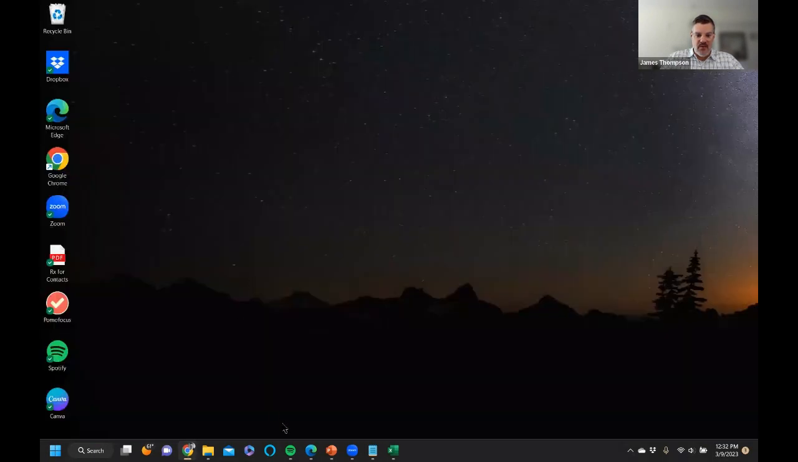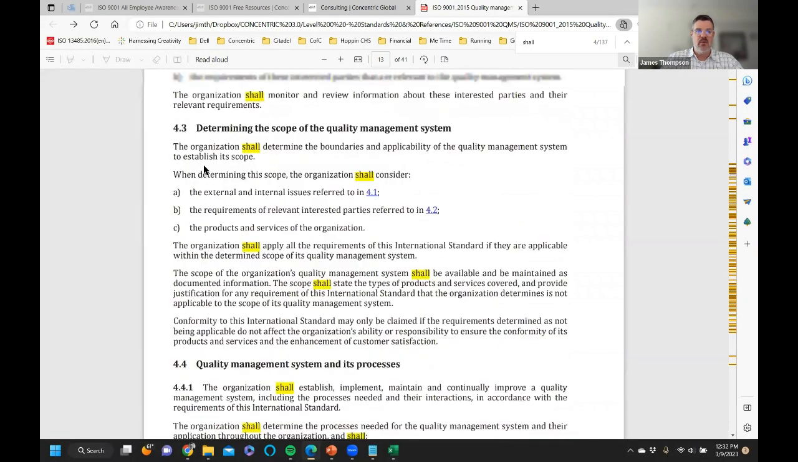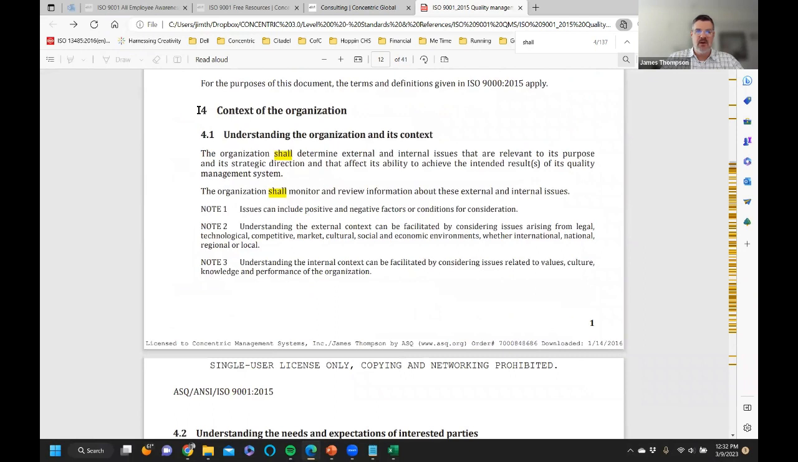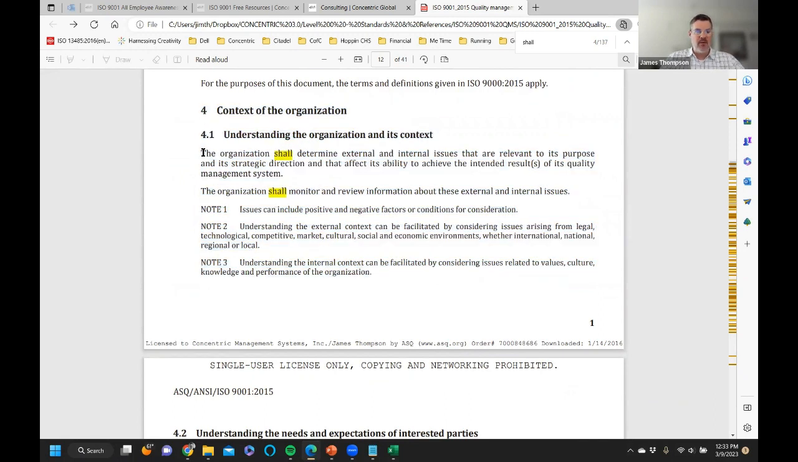Jumping right in, what you'll find here is that we're starting at clause 4. The reason we're starting at clause 4 for this video is to do some fairly deep dives, not word by word, but we're going to be reviewing basically this starting point here in clause 4 through 10. This is where the majority of the rubber hits the road.